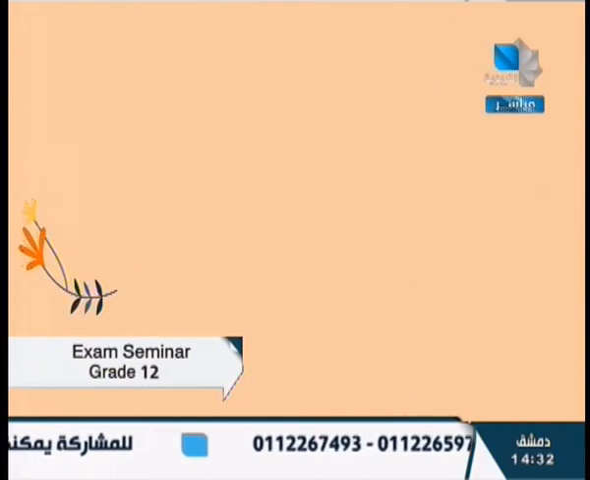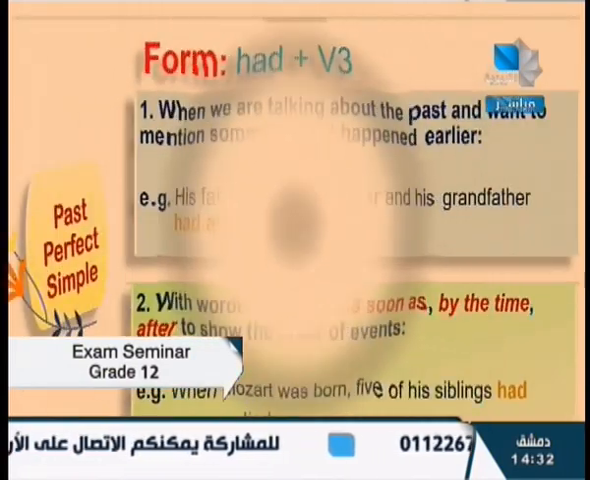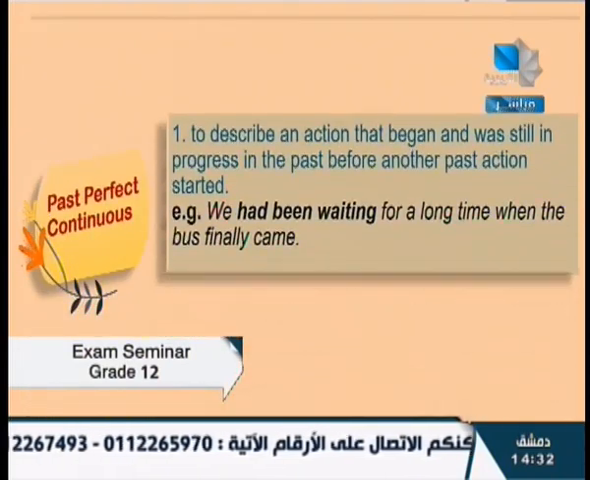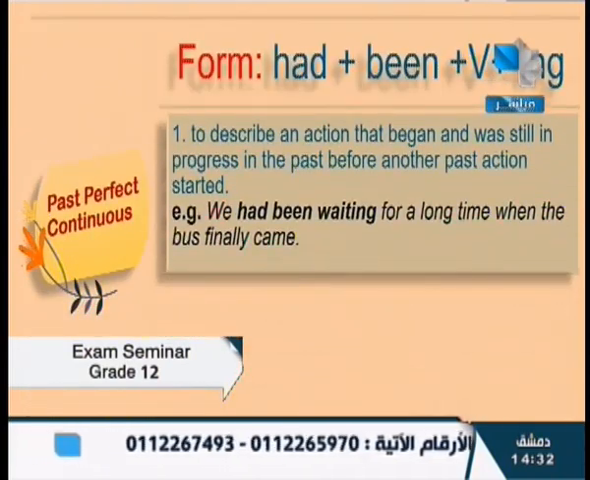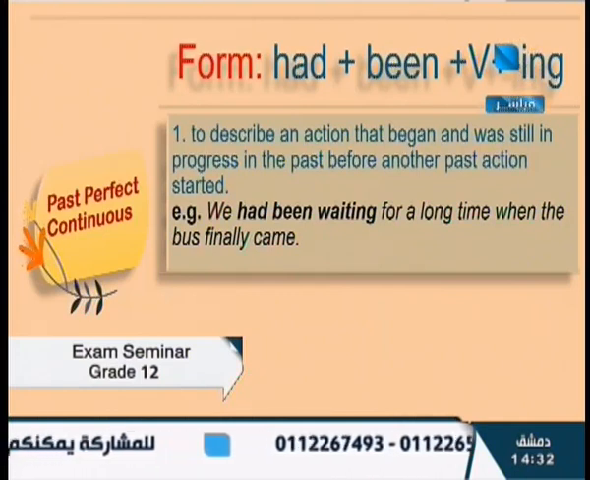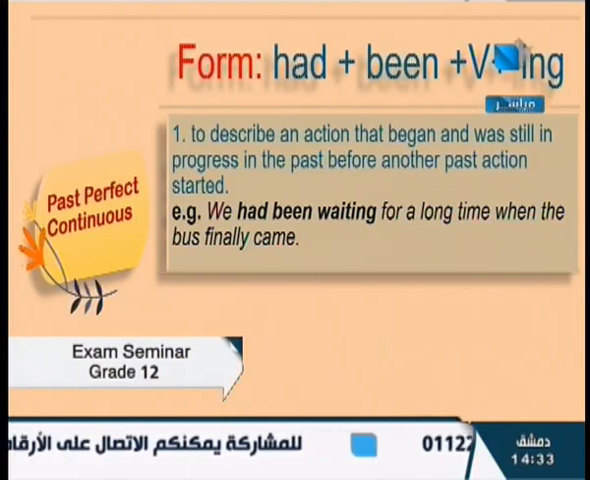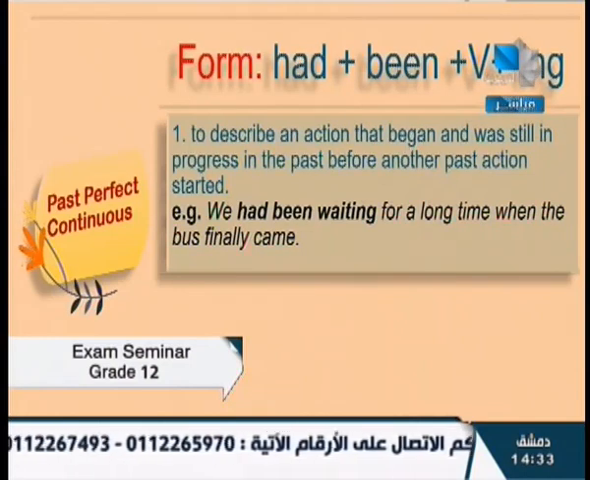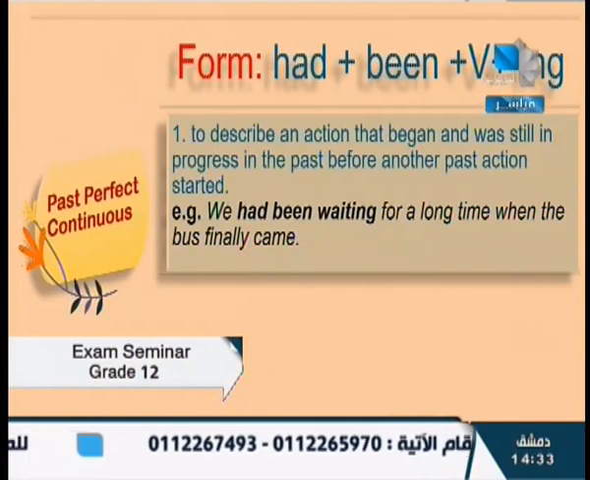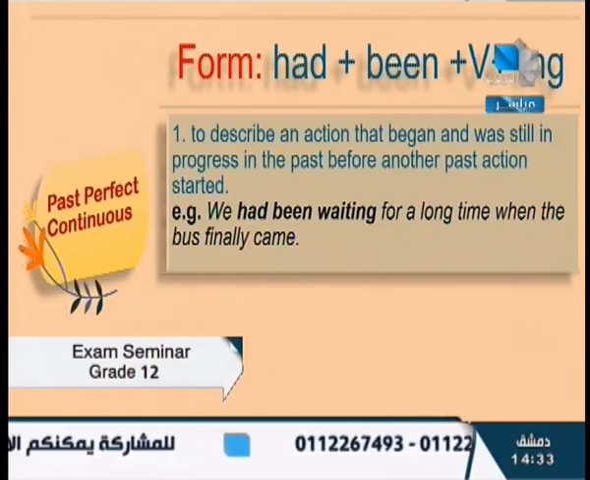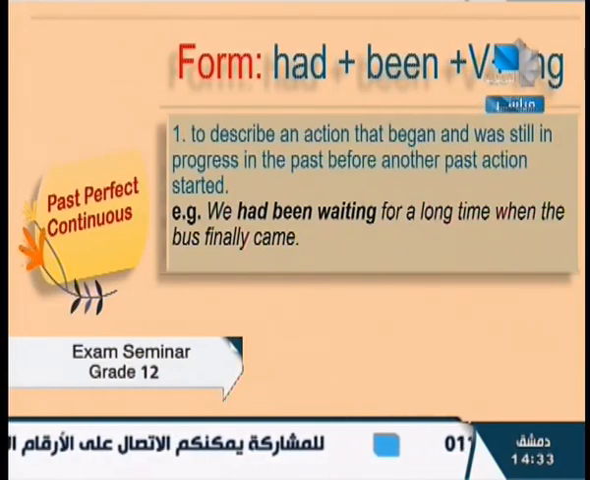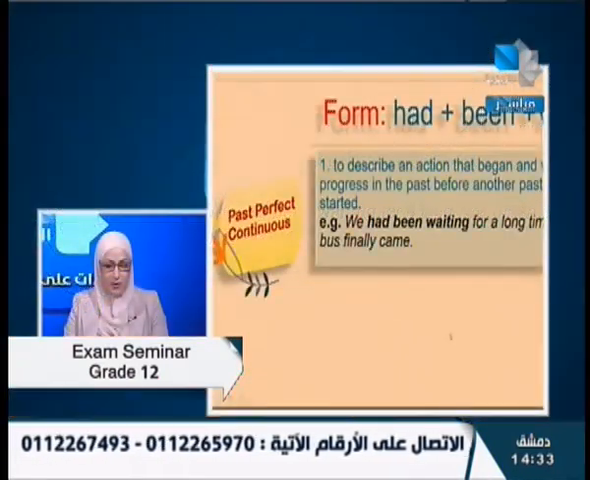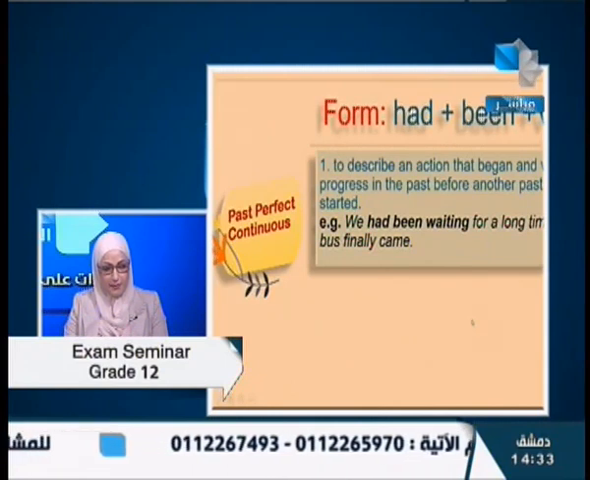Now we will move to the past perfect continuous. For the form of the past perfect continuous, we use had plus been plus the verb with ing added. And here we have two usages. One, to describe an action that began and was still in progress in the past before another past action started. Example: we had been waiting for a long time when the bus finally came.